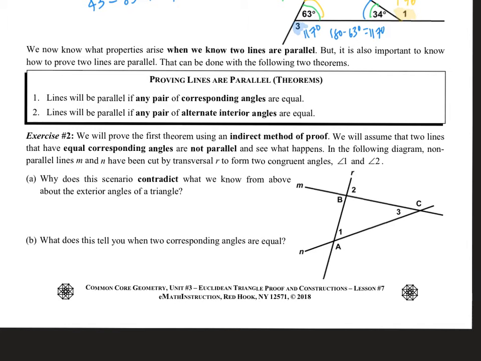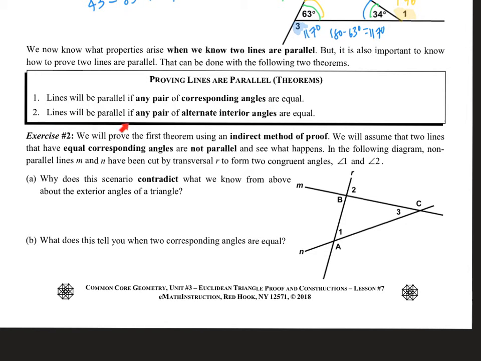Now that we know what properties arise when we know two lines are parallel, we also want to know how to prove two lines are parallel. So not just what we know when two lines are parallel, but we also want to prove that they are parallel. And this can be done with a couple theorems. These aren't the only theorems that will prove this, but these are some of them. The first theorem is that lines will be parallel if any pair of corresponding angles are equal. So only if they're parallel will you have corresponding angles being congruent to each other.